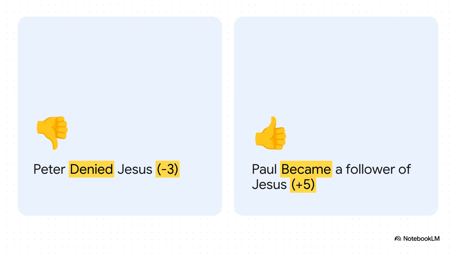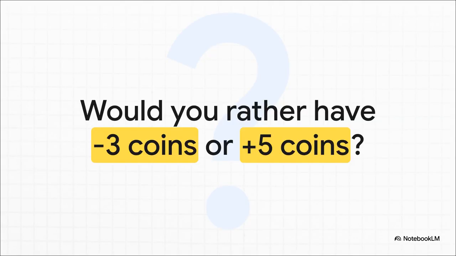Now, using our rule, which one's greater? It's gotta be Paul's number, right? +5 is way over to the right on the number line compared to -3. And to really make this click, the lesson asks a super simple question. Would you rather owe someone 3 coins or have 5 coins? Yeah. The answer is pretty obvious. It instantly connects that math idea of greater than to something that just makes sense.